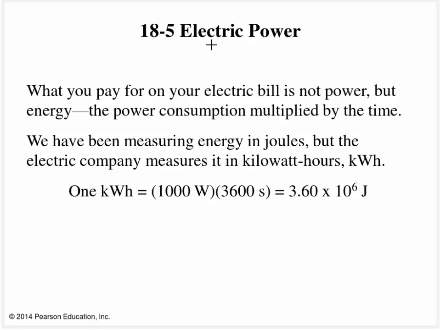So let's start to get into household circuitry, and let's start by talking about electrical power that you read off of your power bill. What you're actually paying for is not going to be power, but it's actually going to be energy. So the power consumed multiplied by time. Now we've been pretty much talking in joules, but the power company is going to be measuring it in kilowatt hours. Essentially you can say, hey, 1 kilowatt is 1,000 watts, and 1 hour is 3,600 seconds. So I have 1,000 watts multiplied by 3,600 seconds. So 1 kilowatt hour is actually 3 times 10 to the 6 joules. So quite a large amount of energy here.